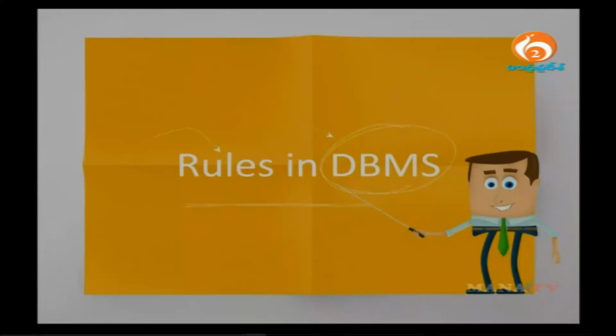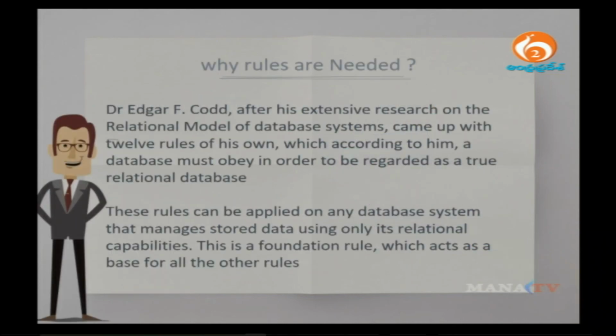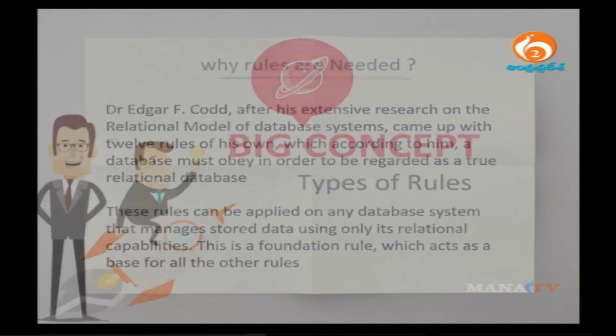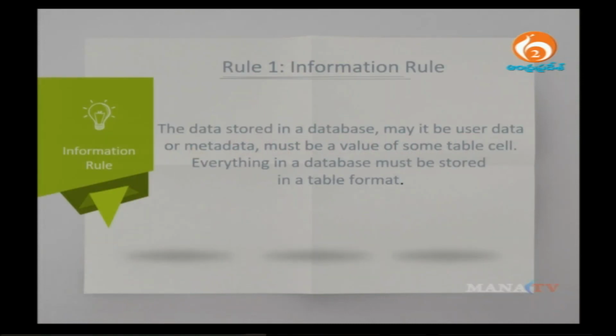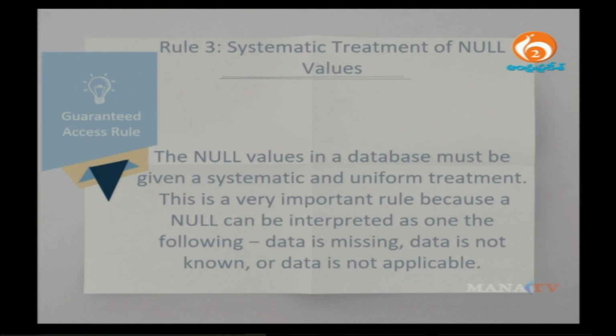So what is the first rule we have finished? Let me show you the rules we finished in yesterday's session. The first rule is the information rule. The second rule is the guaranteed access rule. The third one is systematic treatment of null values.